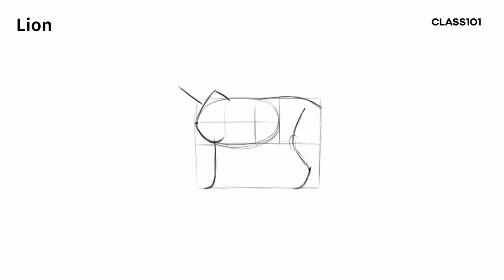I add the neck, and then I add a placeholder for the head, making it almost as long as the shoulder blade. Then I only have to add the tail, and my simple lion pose is done.